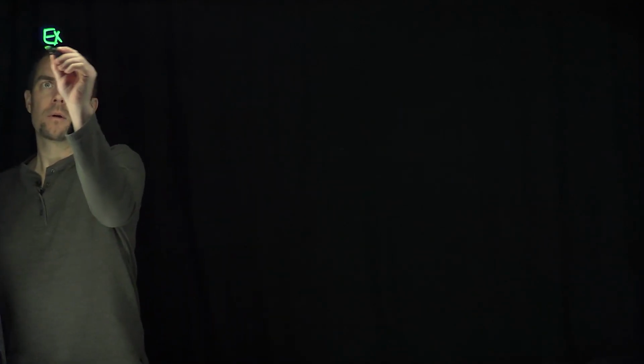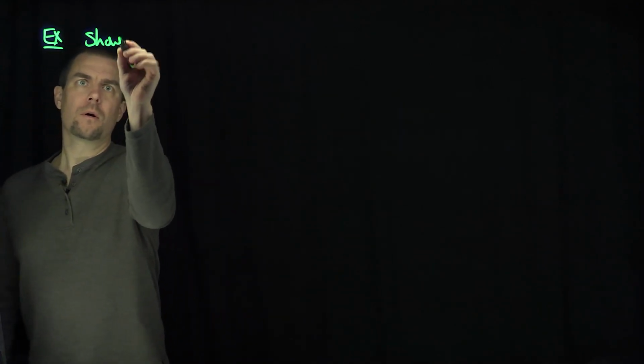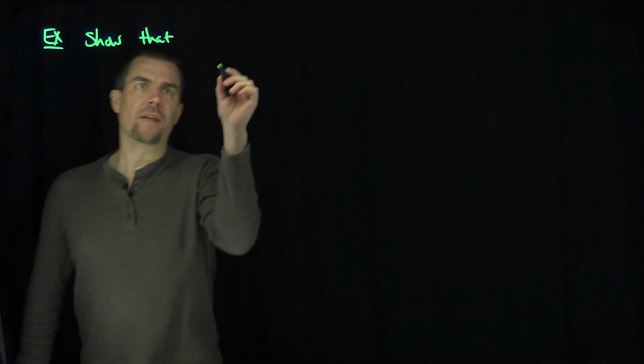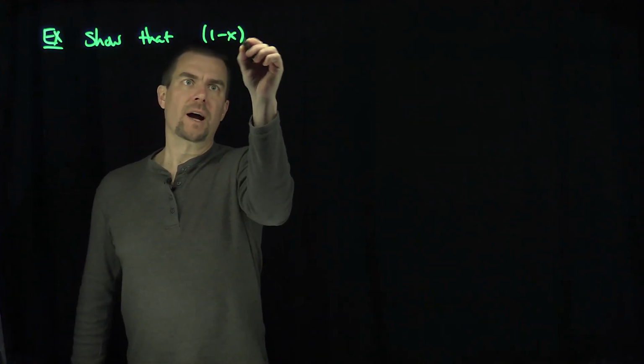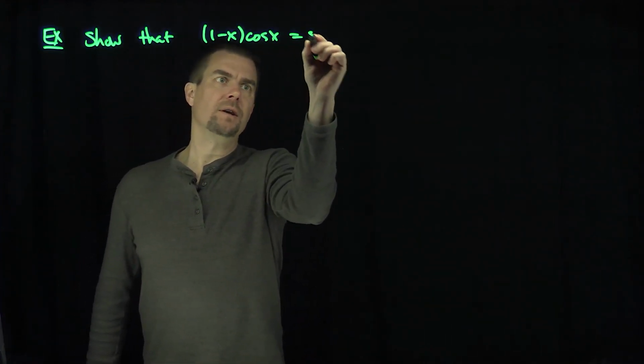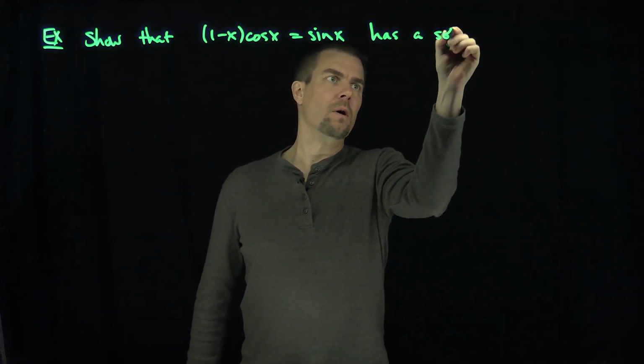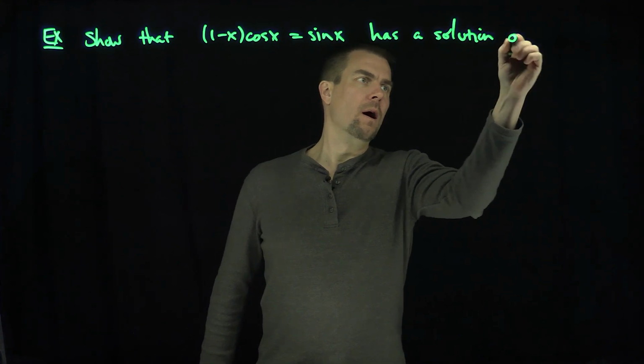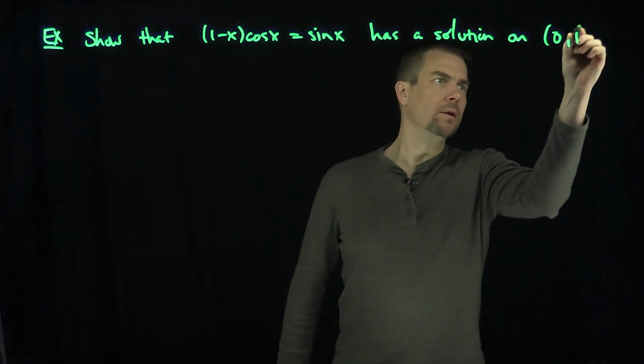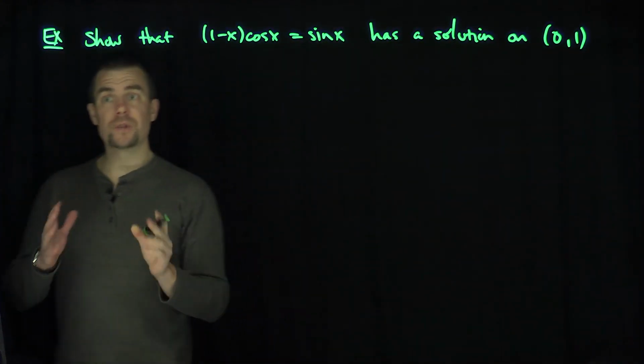Hello students, in this video we'll see two examples of using the intermediate value property of continuous functions. Here's our first example. Let's show that the equation 1 minus x cosine x equals sine x has a solution on the interval 0, 1. And so we're going to use the intermediate value property.